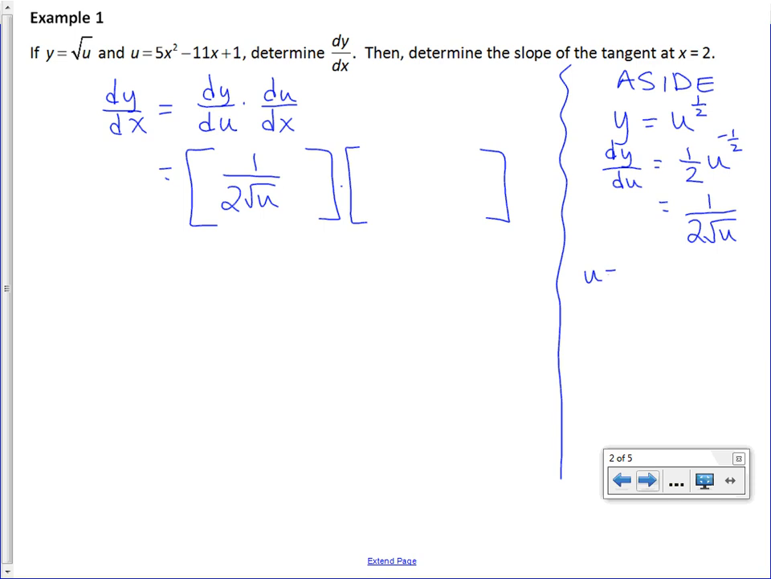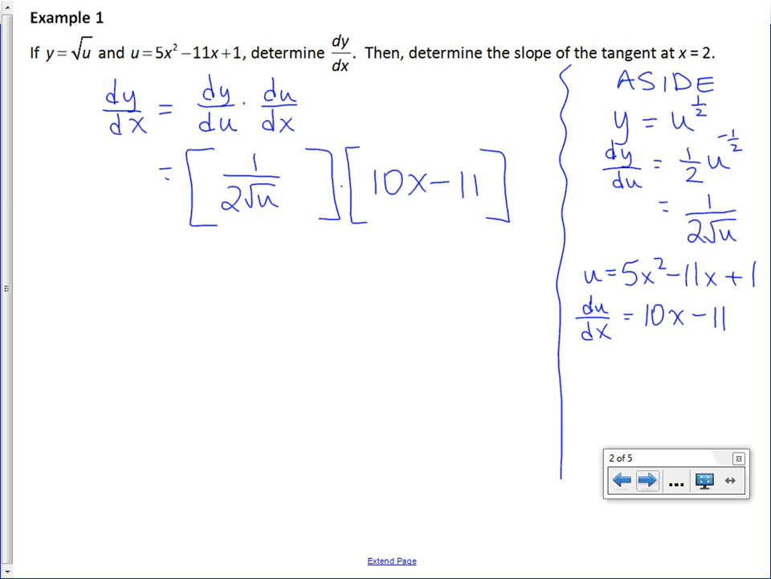So u equals 5x squared minus 11x plus 1. Is this, again, an easy enough function to take the derivative of? du by dx, this time x is the variable, so 5x squared derivative, 10x, negative 11x, derivative of 1, 0. So 10x minus 11.